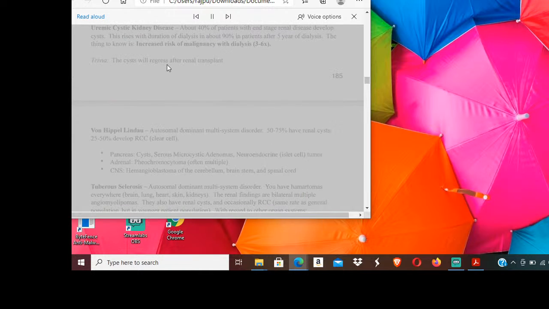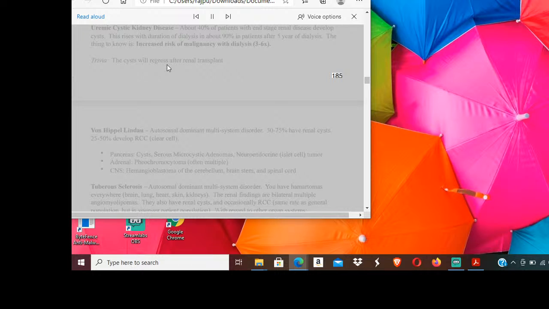Uremic cystic kidney disease. About 40% of patients with end-stage renal disease develop cysts. This rises with duration of dialysis, to about 90% of patients after 5 years of dialysis. The thing to know is increased risk of malignancy with dialysis, 3 to 6x. Trivia: the cysts will regress after renal transplant.